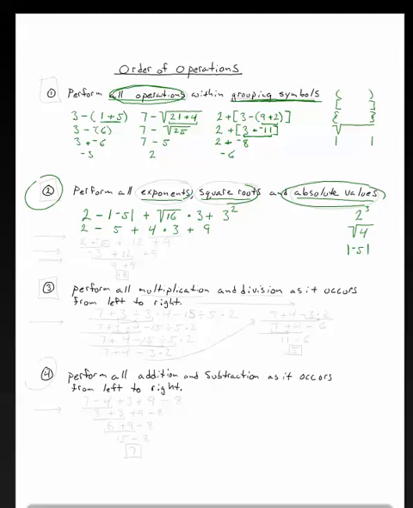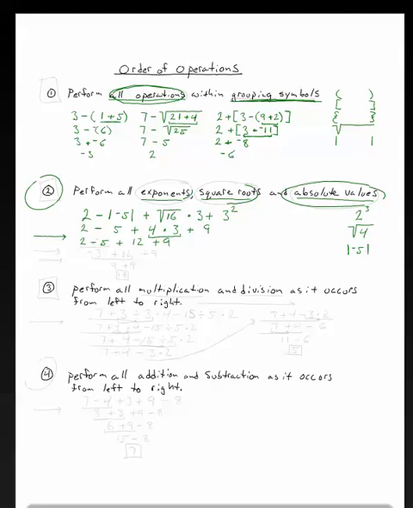At this stage, what you have to do is step 3. We'd be looking for any multiplication or division as it occurs from left to right. So when I scroll from the left to the right, the first thing I encounter is this minus, 2 minus 5. So I'm going to skip that. And then I come to a plus, and I'm going to skip that. But right here, I have a 4 times 3, and I want to do that operation. So I get 2 minus 5 plus 4 times 3 is 12 plus 9.